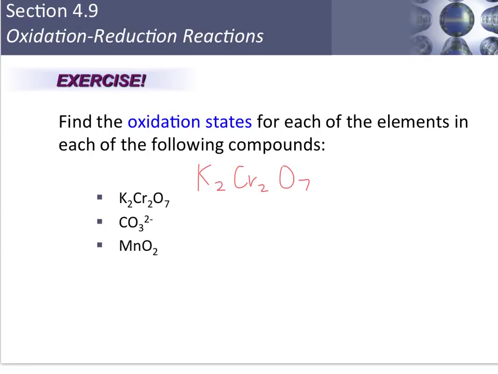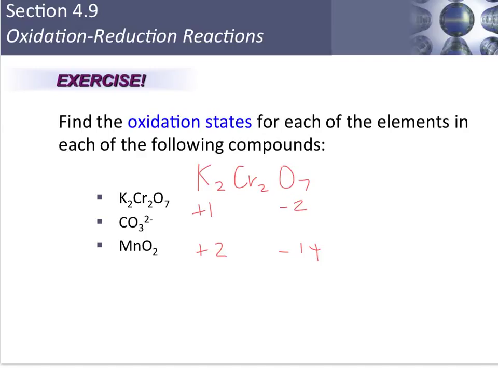If we look at the potassium dichromate, we already know that potassium is a monoatomic ion and its charge is always a +1, so that will be its oxidation state. Oxygen is always a -2. Now, there are 2 of the potassium ions, so that's a total of +2. And there are 7 oxygens, so that's a total of -14.